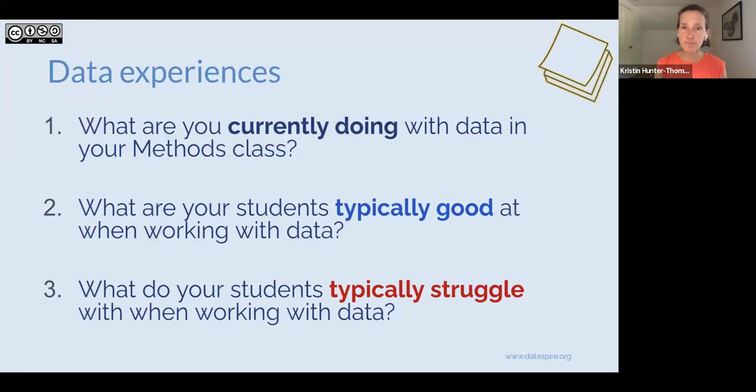Okay, so I'm going to encourage you to pause the recording and think about these three questions for you. So what are you currently doing with data in your methods class or whichever course that you teach? So for your pre-service teachers, where are they currently seeing data? What are they currently doing with the data? What are your pre-service teachers typically good at when you're asking them to do those activities, do those steps with the data? And then also, what do your students typically struggle with when they are doing those steps?